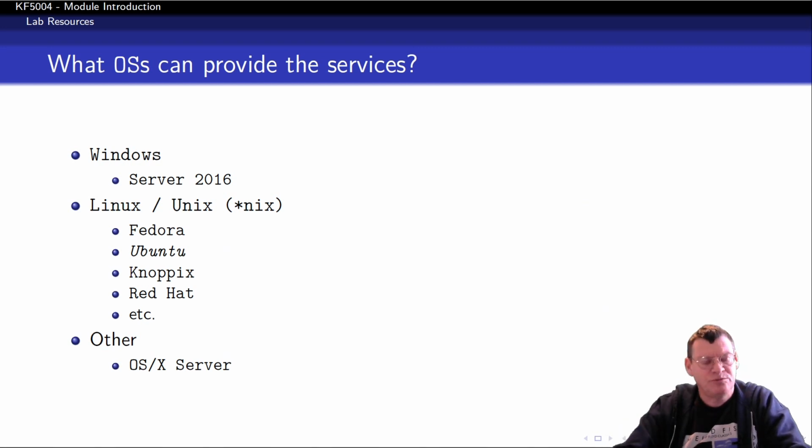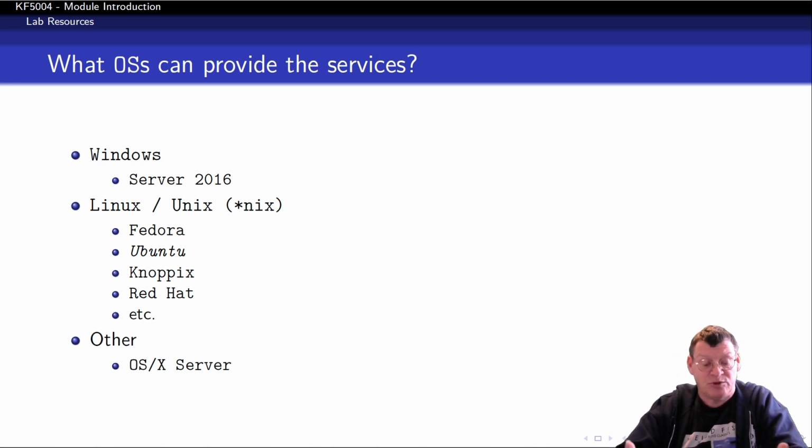Now, when it comes to actually doing our deployments and needing all these servers, there could be many different kinds or types of servers we could use. We could go down the route of using Windows Server 2016. We could go down the Linux route, using things like Fedora, Knoppix, Ubuntu, Red Hat, etc. Or we could even go completely off to the side and use something like OS X. So we have to pick something.